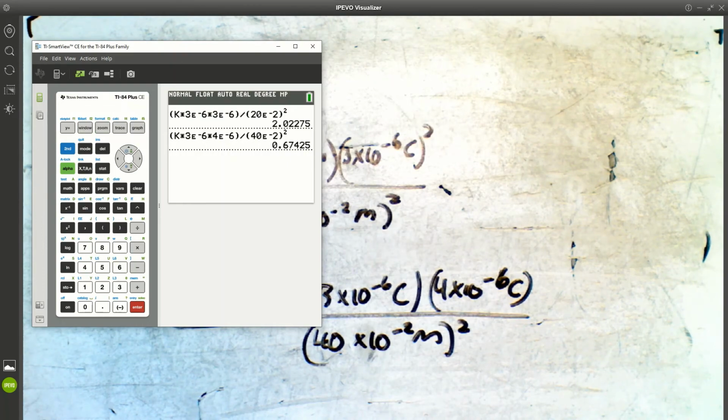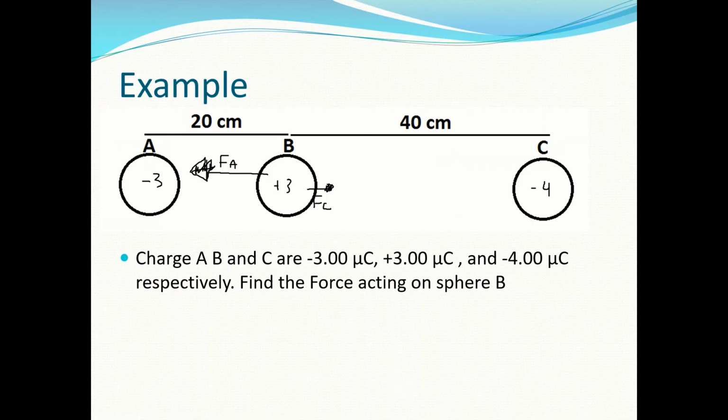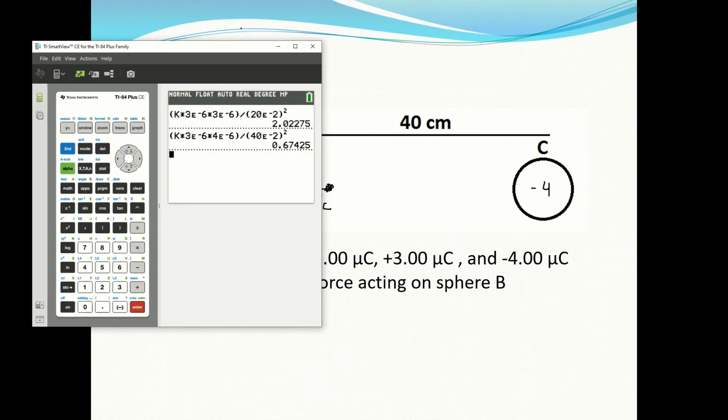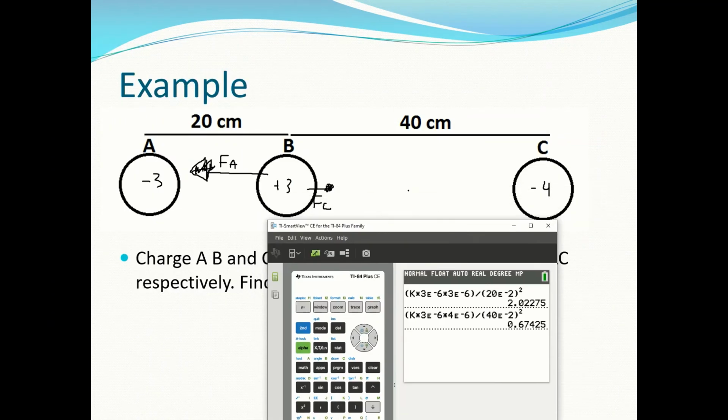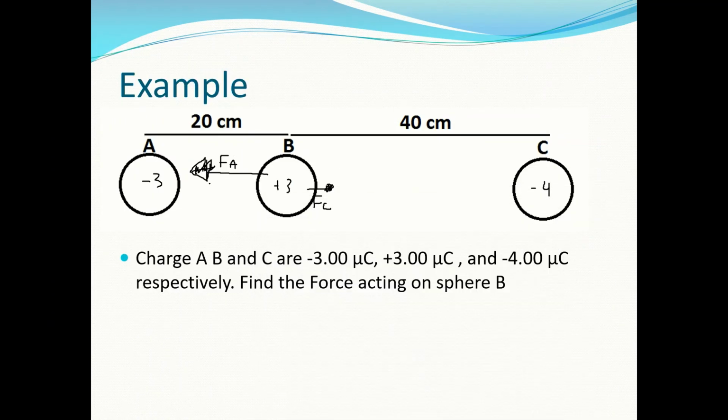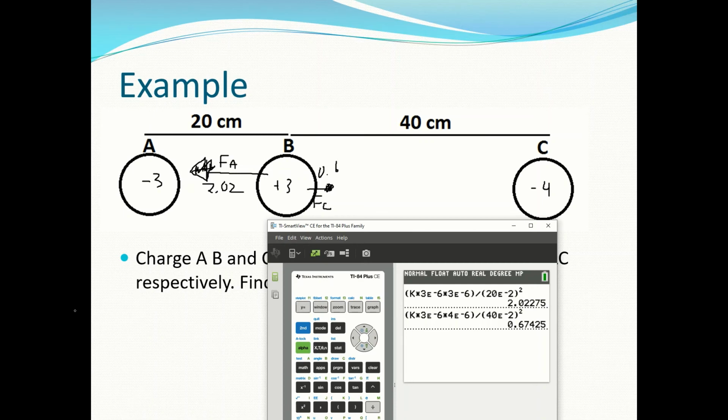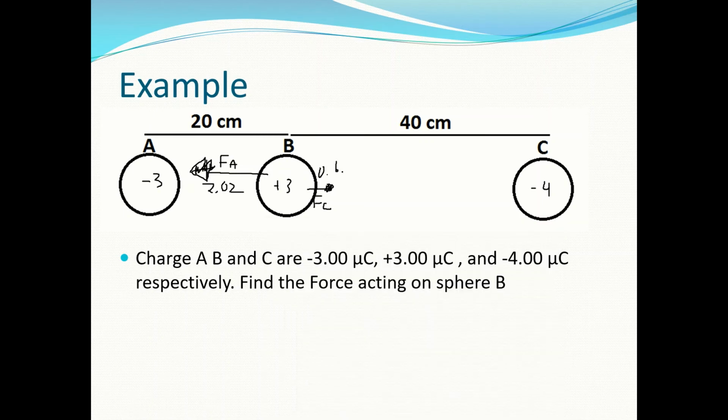So let's go back to this screen here, and we can write down those values. So this one is 2.02, and this is 0.667. Obviously, I'm going to use the full numbers.